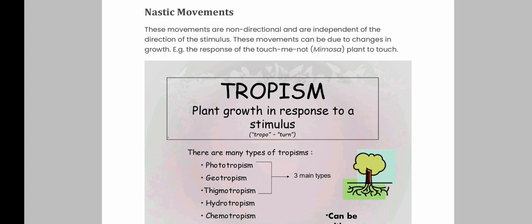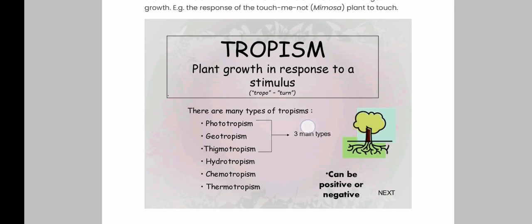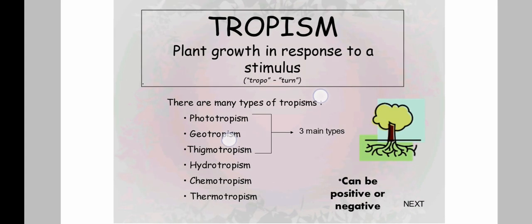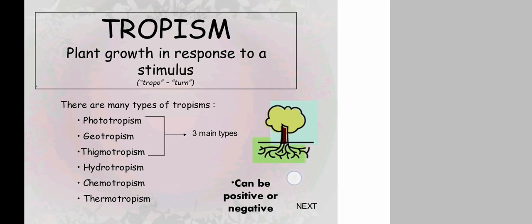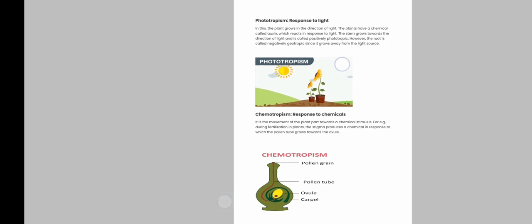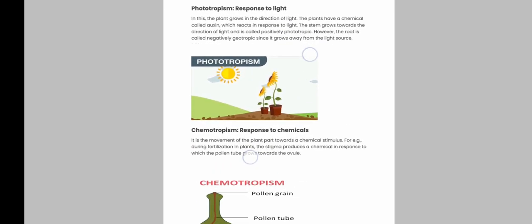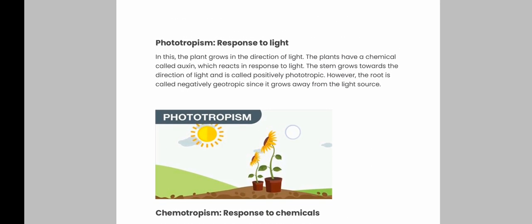Here you can see on the screen tropism, plant growth in response to a stimulus. Tropo means turn. There are many types of tropisms. You can see on your screen phototropism, geotropism, thigmotropism, hydrotropism, chemotropism and thermotropism. We will discuss all of these one by one. Phototropism first. See the diagram also. In this you can see the plant is growing in the direction of the sunlight.